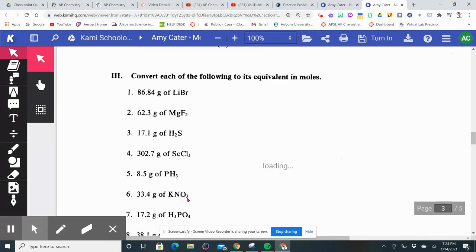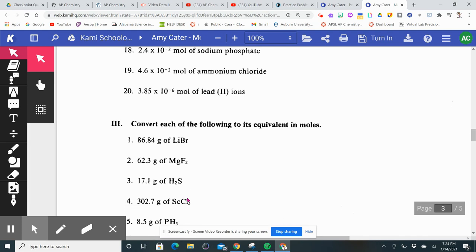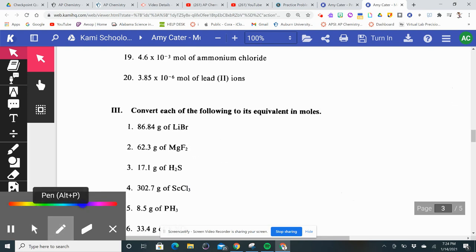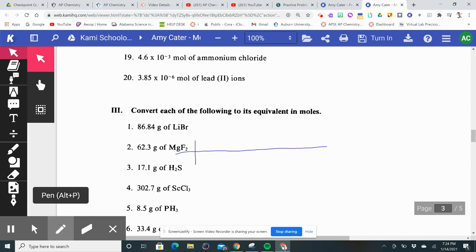In 3, we're just going back in the opposite direction. We're changing grams to moles. So we're pretty much just going backwards. Okay, so we're going to set up our unit multiplier again. You're going to start with what you were given, but this time instead of moles being on the bottom, grams are going to be on the bottom because we want grams to cancel out.